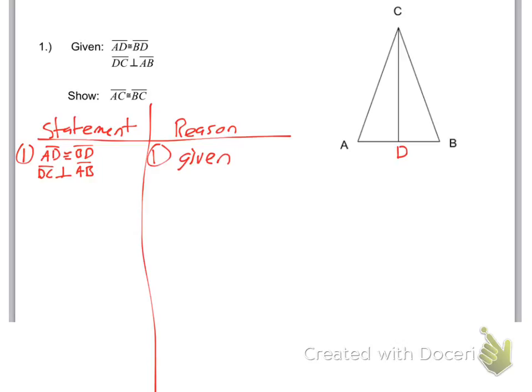So, step number 2, or statement 2. Well, maybe before we get to statement 2, we should take our given and superimpose it onto our diagram. AD is the same as BD. Where is AD? That's here and here, right? Those are congruent.